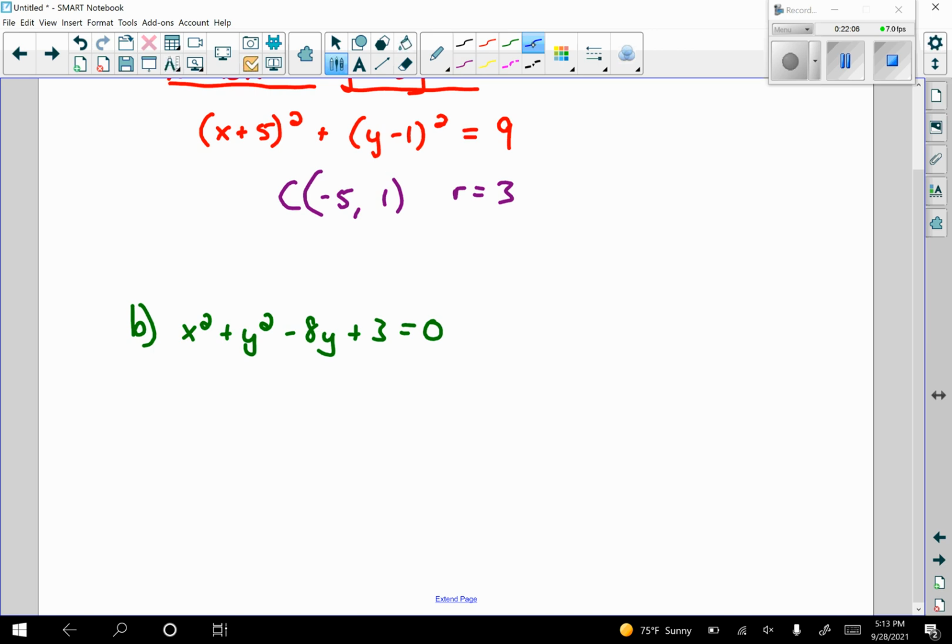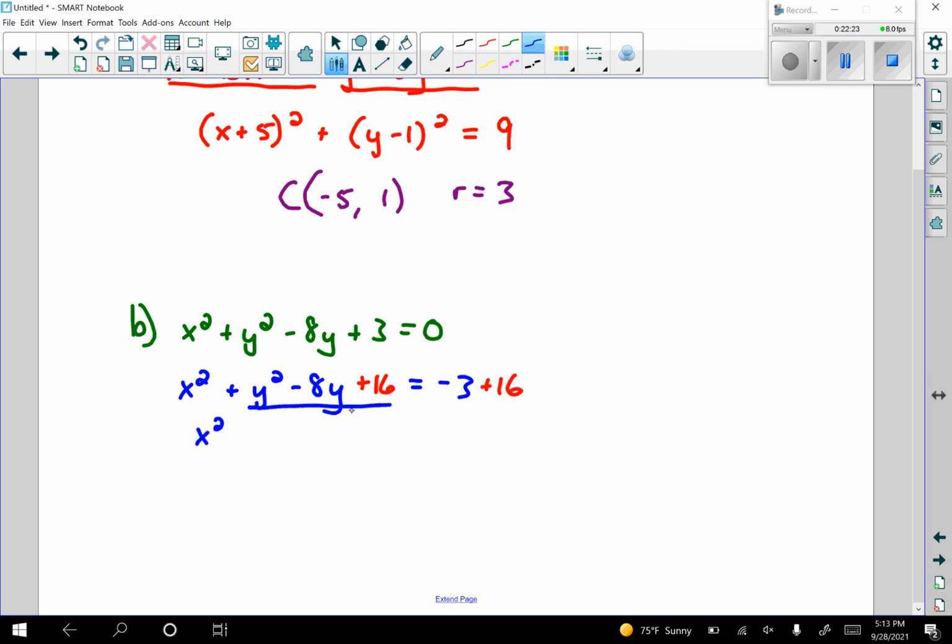Very similar for B. We only have the x squared term, so there's nothing to do there. I want to separate this, leave some room, take the 3 to the other side. So now I'll take half of 8, which is 4. 4 squared is 16. So I still just have the x squared standing alone right now.